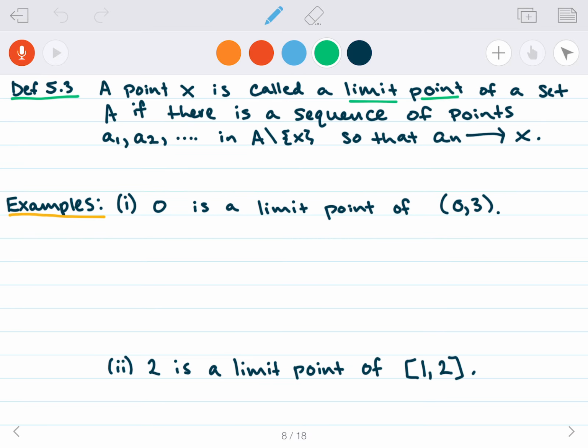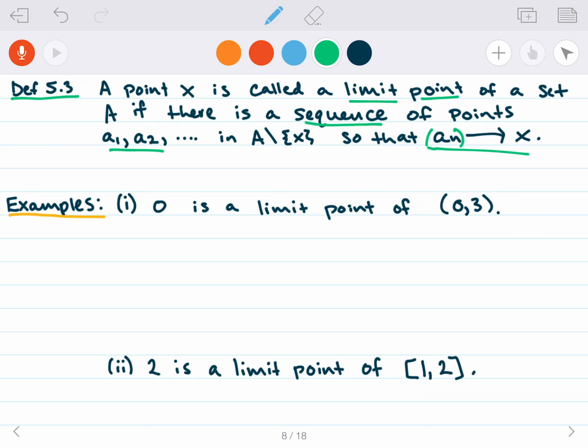Our next definition here is limit point. Okay, so a limit point of a set is the following. We call a point X the limit point of a set A if there is a sequence of points A1, A2, A3 in the set but not equal to X. So all of these A_i are in A, but none of them are X, so that the sequence A sub n converges to X. Okay, so that's what a limit point means.